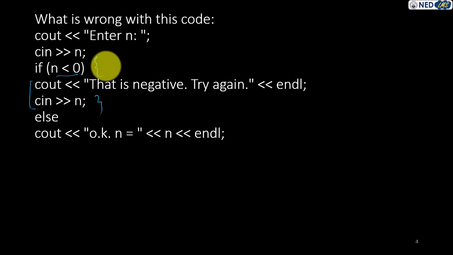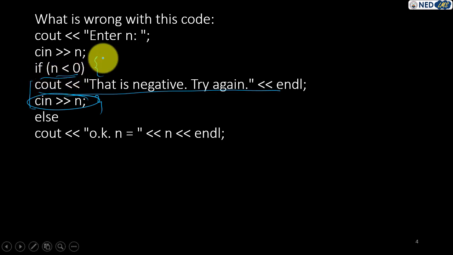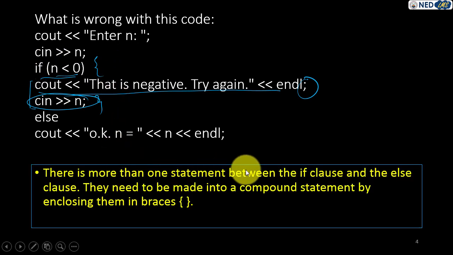Otherwise, if you don't put the curly brackets over here, then if this condition is true, this thing will run, and this thing will run regardless of whether this condition is true or false, because in the original scenario there were no curly brackets. If there is no curly bracket, then the if statement ends at the very first semicolon. So whether this condition is true or false, this cin would have run. But as far as the logic goes, we should put the curly brackets after the if statement. There is more than one statement between the if clause and the else clause, so they need to be made into a compound statement by enclosing them in braces.